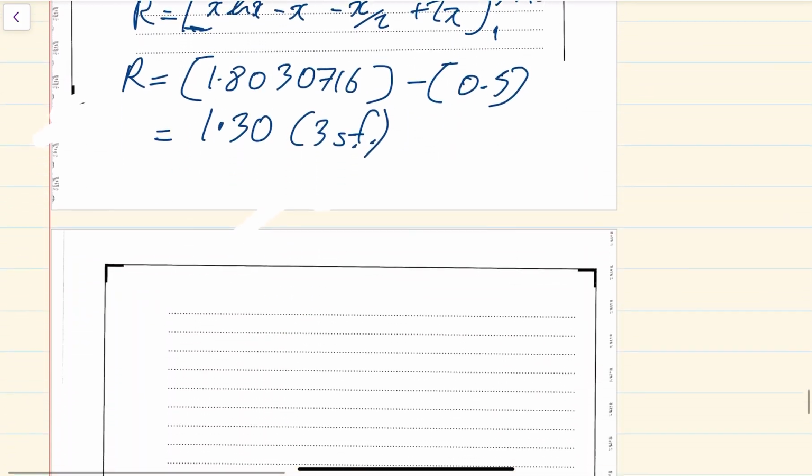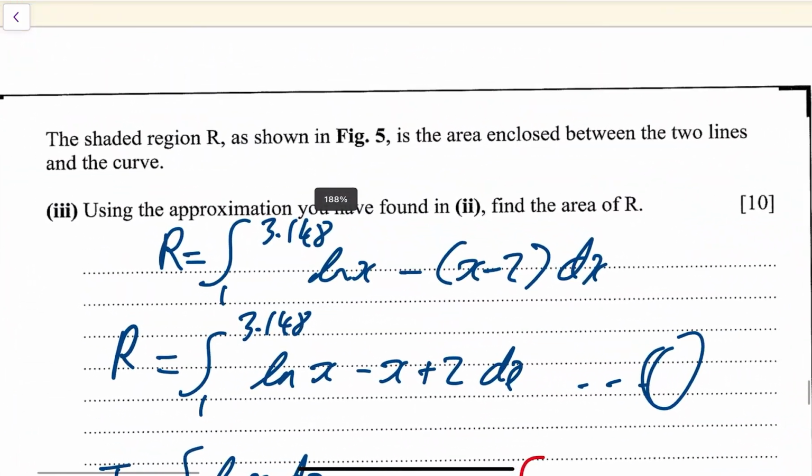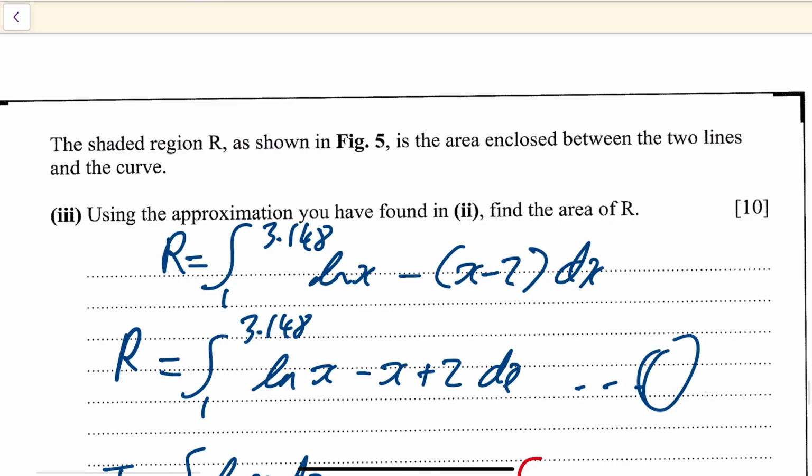I think we're on to our very last question, aren't we? Happy days. My goodness. Right. The shaded region R, as shown in figure 5, is the area enclosed by the two lines and the curve. Using the approximation you have found in part 1, 3.148, find the area of R.